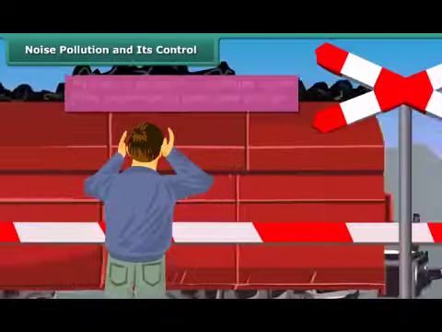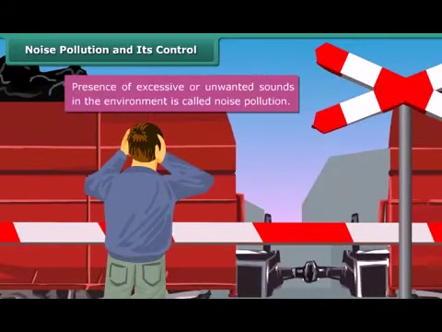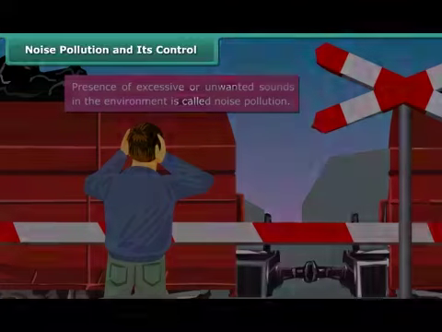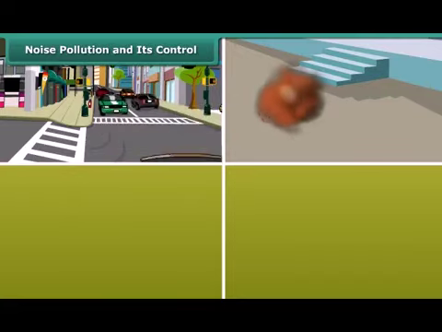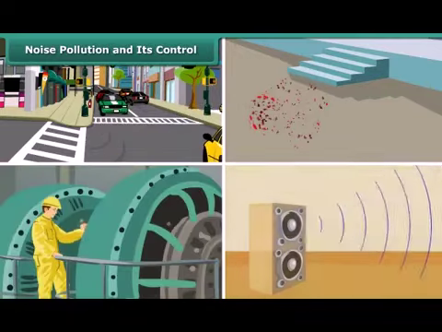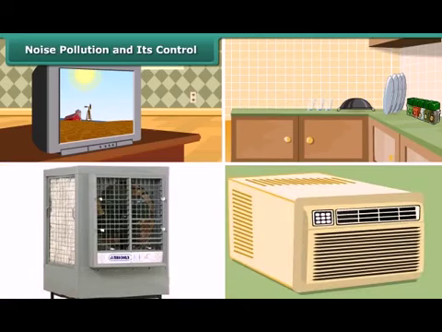Noise pollution and its control. Presence of excessive or unwanted sounds in the environment is called noise pollution. The major causes of noise pollution are sounds of vehicles, explosions including bursting of crackers, machines, loudspeakers, etc. Television and transistor radio at high volumes, some kitchen appliances, desert coolers, and air conditioners all contribute to noise pollution.